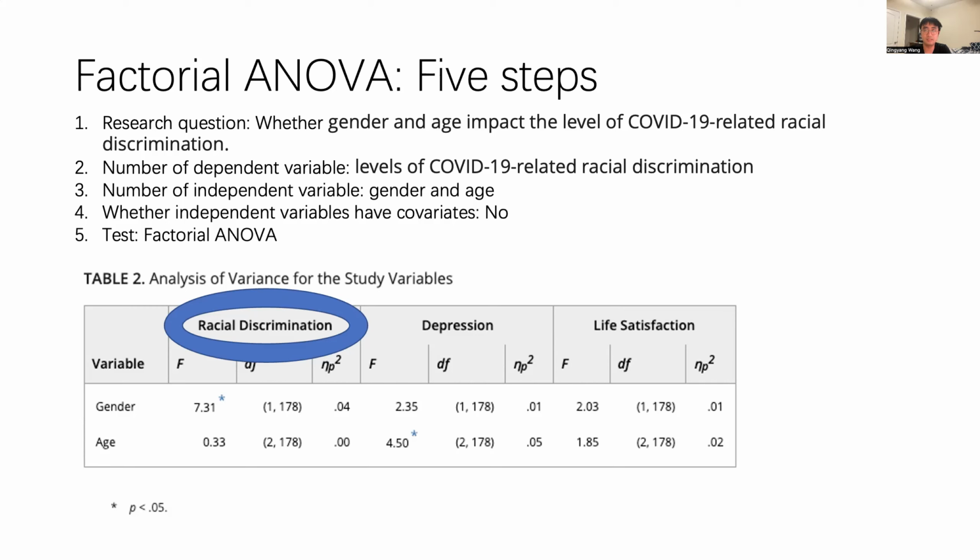We can choose the factorial ANOVA only if the independent variables do not have a covariance. Here gender and age do not have a covariance, so it's no. After these steps, we can say that the test that fits this research question is factorial ANOVA.